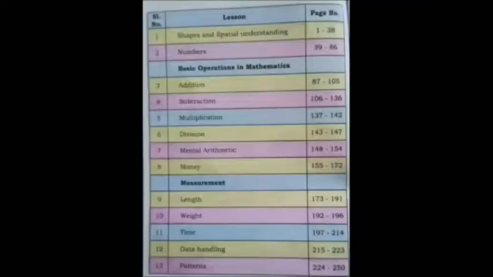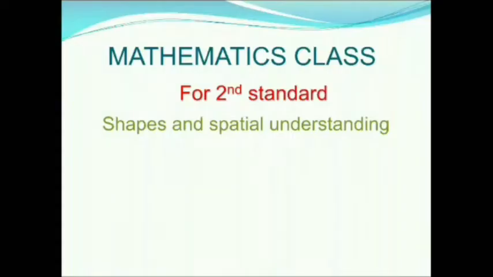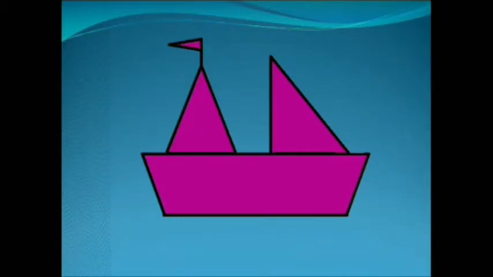From this class, we will be learning the first lesson, Shapes and Special Understanding. Mathematics class for second standard. As I told earlier, in this class, we will be learning shapes and special understanding. See this picture. What is this? This is a boat. This is drawn using lines. Now you are thinking, what is this line? Now we will learn about line and types of lines.